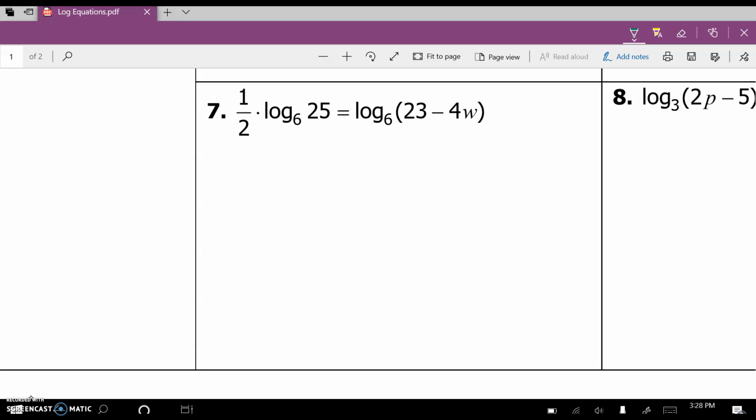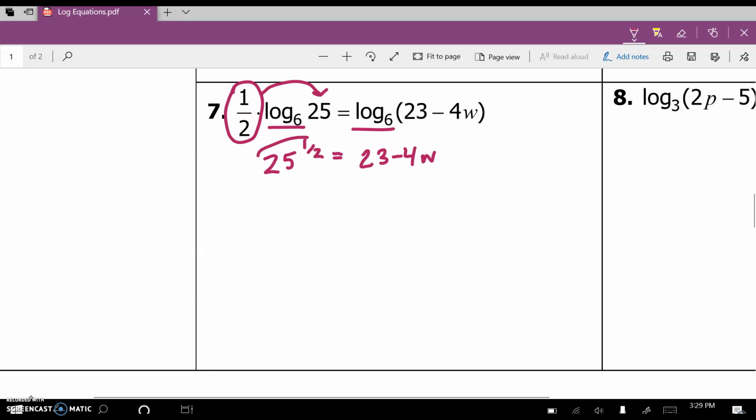All right, on number 7. Again, we have a number out in front, which means we are raising it to the power. So that would be 25 to the 1/2 power equals 23 minus 4w. And again, I can only do this because they have the same base. So 25 to the 1/2 power is the same thing as the square root of 25, which I know is 5.